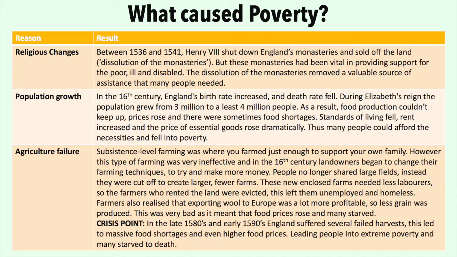Farmers also realised that exporting wool to Europe was a lot more profitable, so less grain was produced. This was very bad as it meant food prices rose and many starved. Then there was a crisis point. In the late 1580s and the early 1590s, England suffered several failed harvests. This led to massive food shortages and even higher food prices, leading people into extreme poverty. Many starved to death.